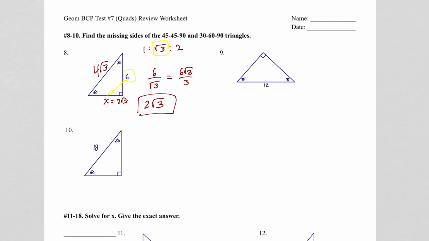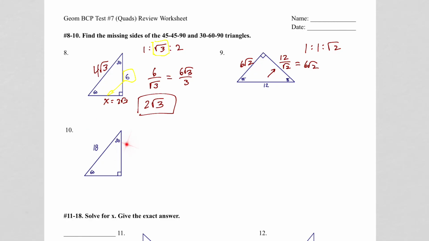This is a 45, 45, 90 triangle. And remember, the sides are in the ratio of 1 to 1 to root 2. So this side is going to be 12 divided by root 2, which is going to be 6 root 2. And this side is the same.